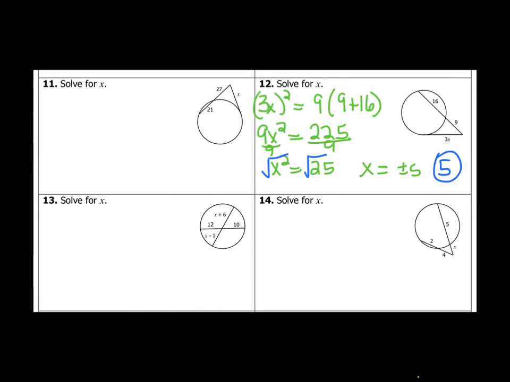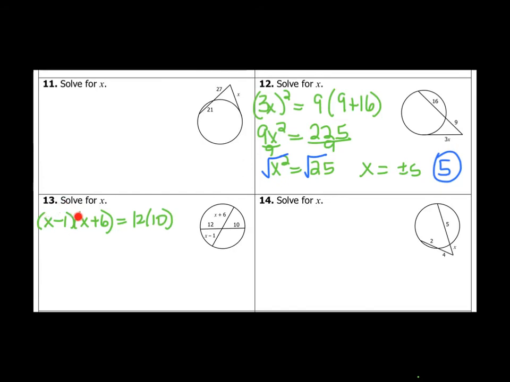Okay, let's try number 13. Number 13, if you remember, is the simple one. X minus 1 times x plus 6 equals 12 times 10. And we've been talking in my class about the word FOIL, and really it's the word distribute.